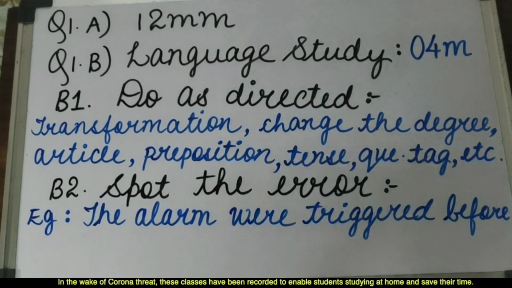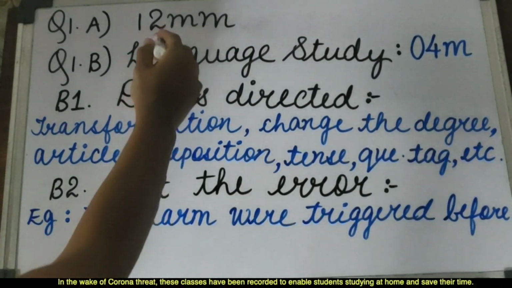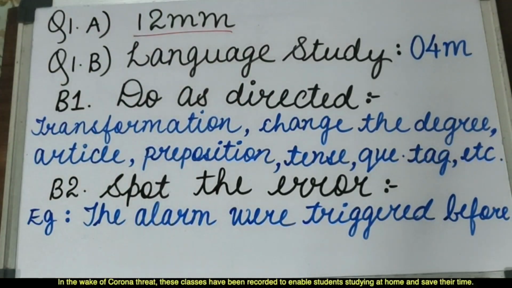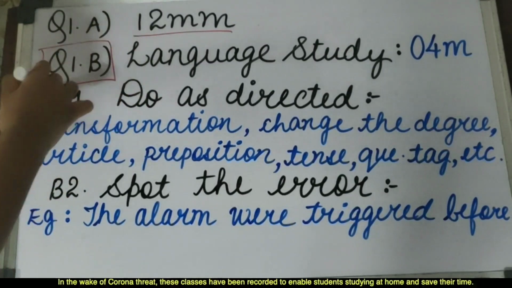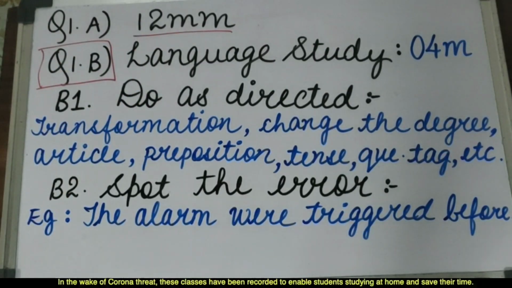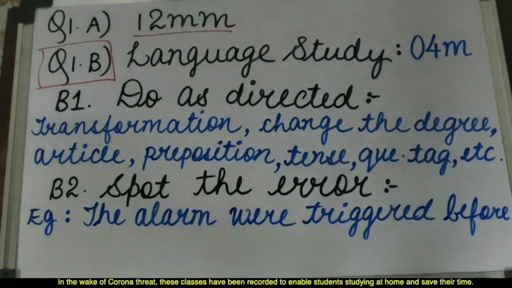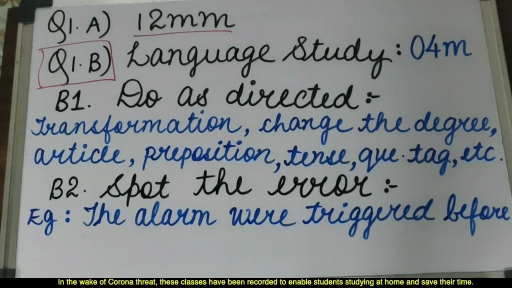Okay students, so now we have discussed question number 1A, that it carries 12 marks. Okay, so now we are going to talk about question number 1B. Two sub questions are there. Question number 1A carrying 12 marks and question number 1B, that is language study, carrying 4 marks. So the first activity in this is B1, that is the do as directed. So this activity carries total 3 marks.